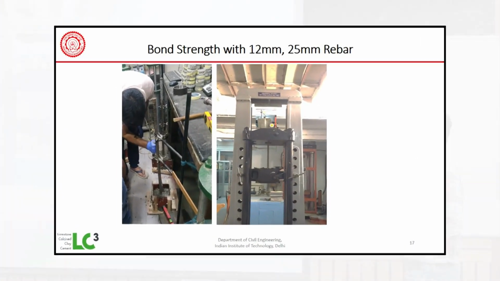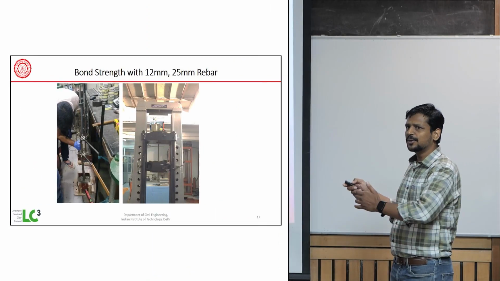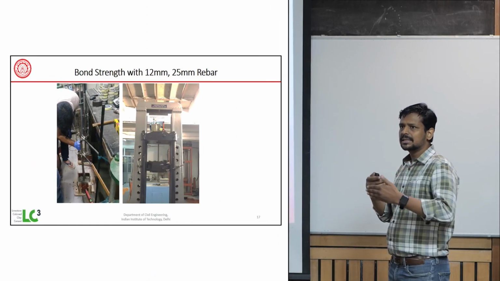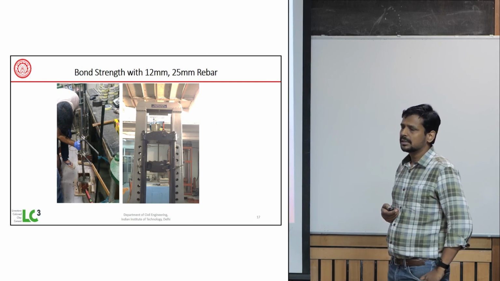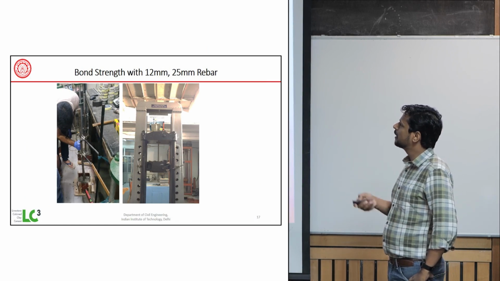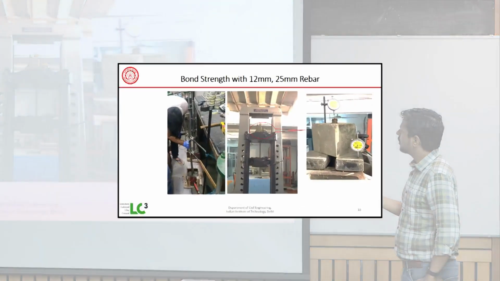Beyond this, we measure the interaction of concrete with steel. Till now, it was only concrete. So, how compatible is the concrete? How much compatibility is there with the reinforcement? For that, we measured the bond strength. We took 2 types of reinforcement bars, 12 mm bars and 25 mm bars.